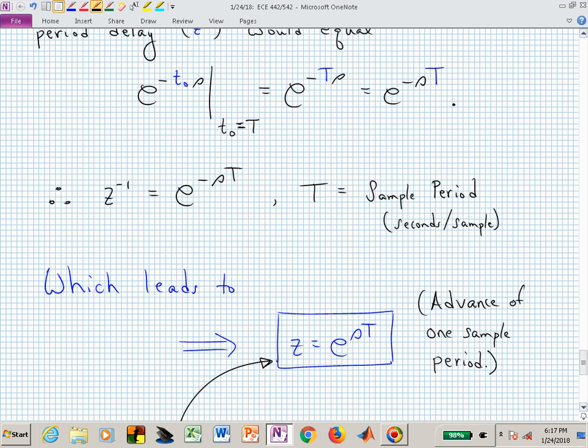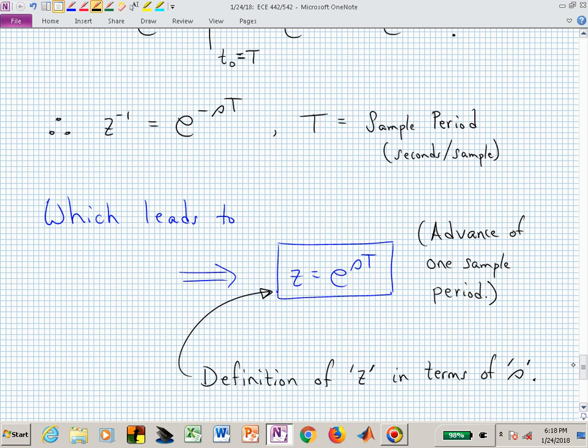Just like with the s, 1 over s was like an integration, s was like a differentiation. If we multiply a signal by z, that's like advancing it one sample period in the time domain. There's our definition or connection between S and Z.